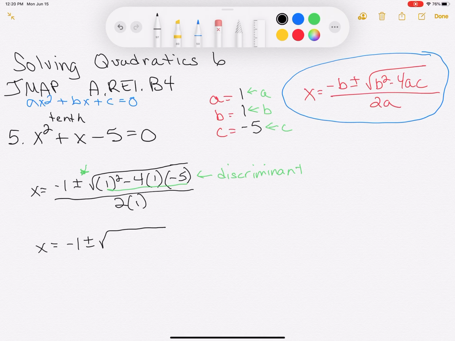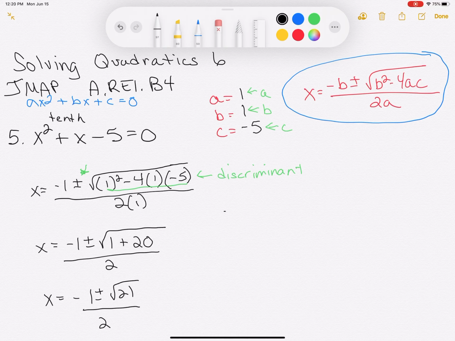which I'm going to write out. 1 squared is 1, -4 times 1 is -4, times a -5 is +20, all over 2. So the discriminant is +21, which, because that is a non-perfect square, means we're going to get an irrational number, and that's why we're going to round it to the nearest tenth.